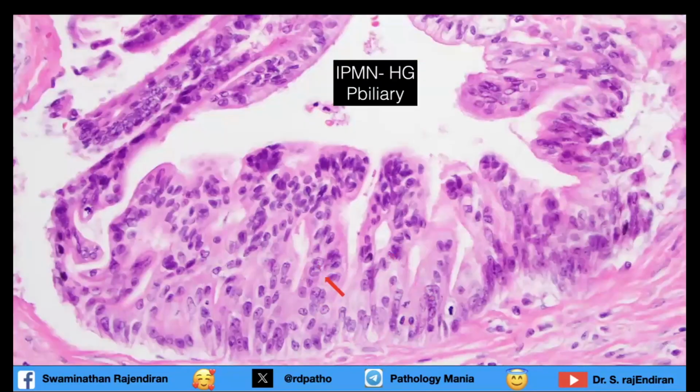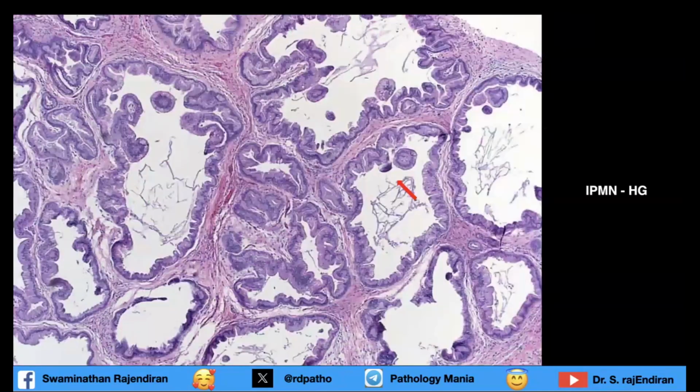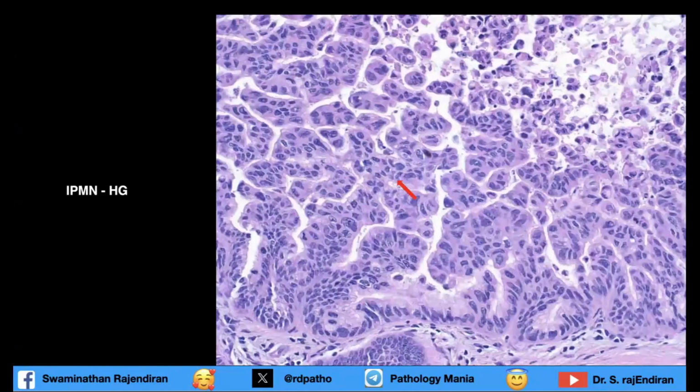Here the lining epithelium is more like pancreatico-biliary, and there is micropapillae, there is cribriforming, and the nuclei are reaching the top, and loss of polarity. Look at here, this nucleus is running in this direction, this nucleus in this direction, this nucleus in this direction, this nucleus in this direction. So loss of polarity. So this is IPMN, pancreatico-biliary type, high grade. Again, low power view of IPMN high grade, higher power view of IPMN high grade.